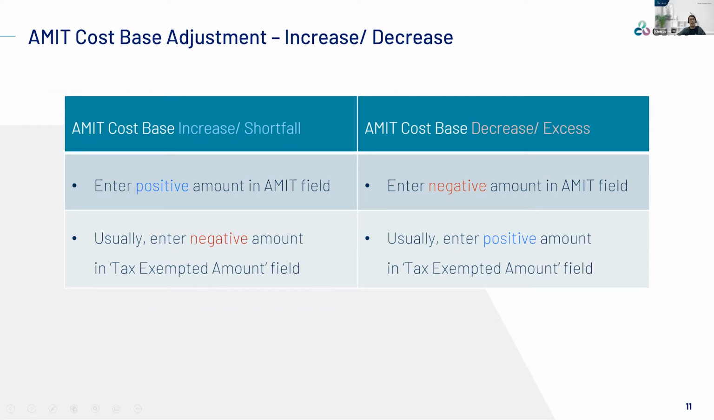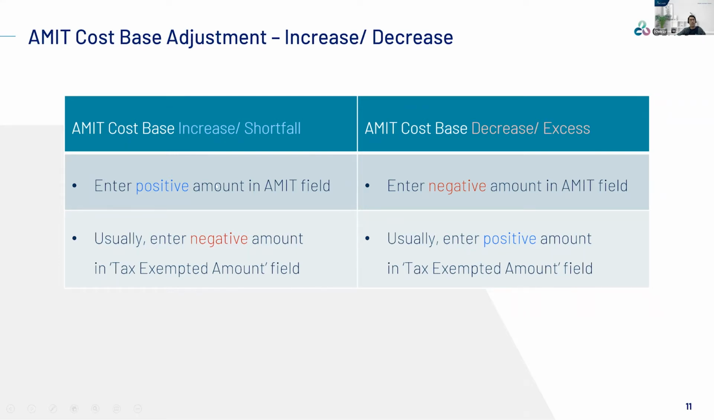In terms of the AMIT cost-based adjustment, most of us are familiar with this, as the AMIT regime has been introduced a long time ago, before 1st of July 2016. And AMIT stands for Attribution Managed Investment Trust. In the annual tax statement, we would see this field for the AMIT cost-based adjustment, increase or decrease. Sometimes they are called shortfall or excess.